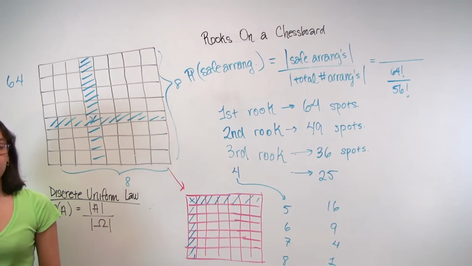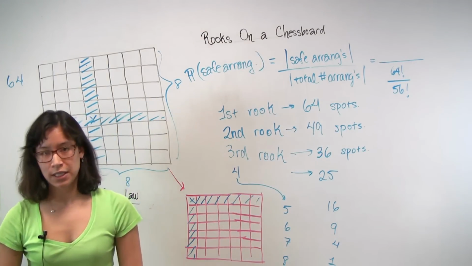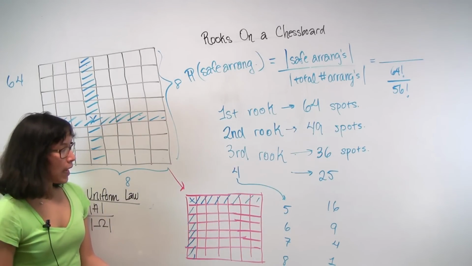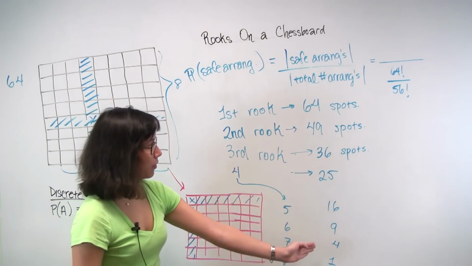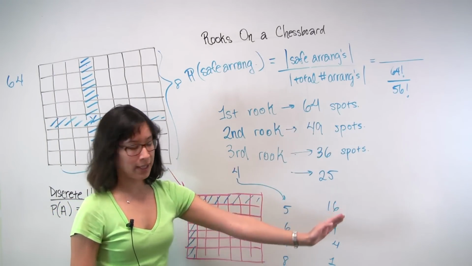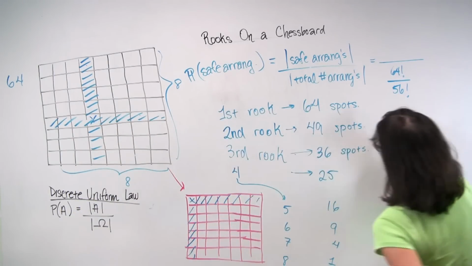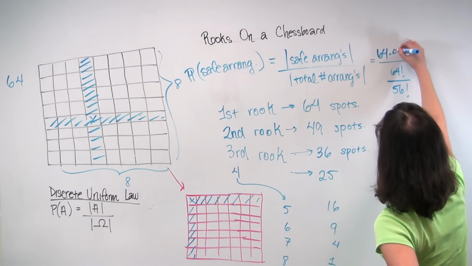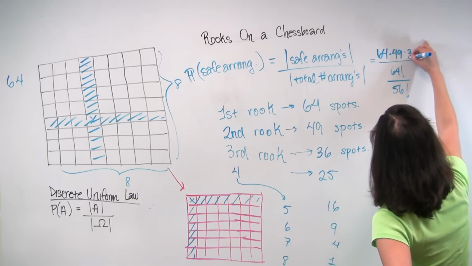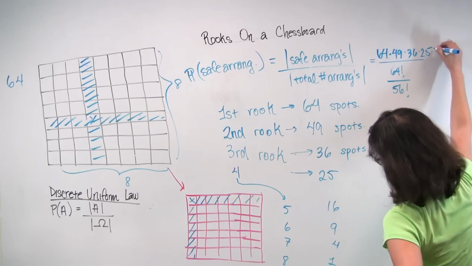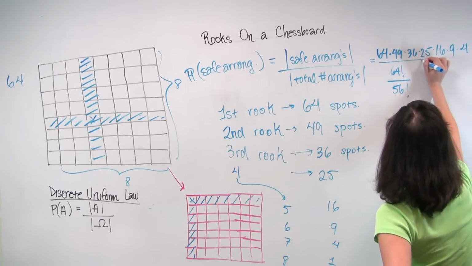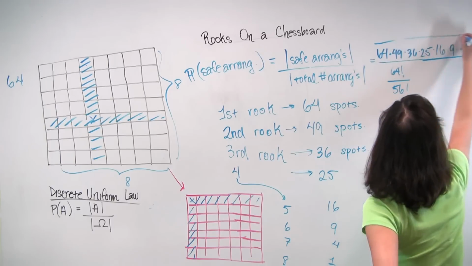And now here we're going to invoke the counting principle again. Remember the thing that I justified to you by talking about sandwiches. We'll see that to get the total number of safe arrangements, we can just multiply these numbers together. So I'm going to go ahead and put that up here. You get 64 times 49 times 36 times 25 times 16 times 9 times 4. And in fact, this is our answer.